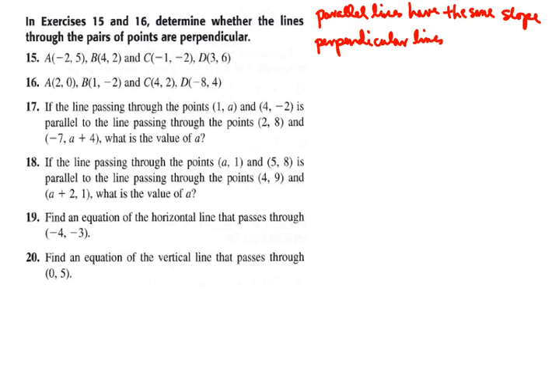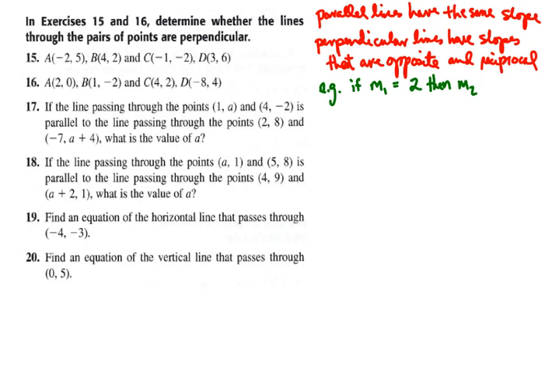And perpendicular lines have slopes that are opposite. That refers to their signs. One will be positive, the other will be negative, and reciprocal. So let's take an example of what we mean by that.